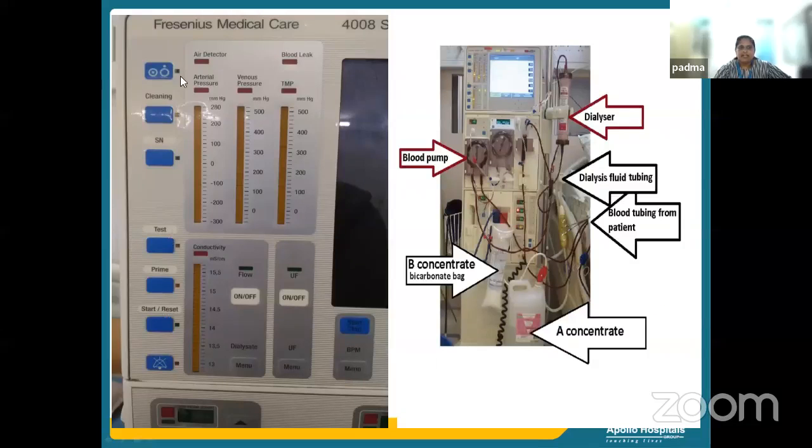These are some of the dialysis machine panels. So this is the air detector. Whenever there is air in the system, it will give an alarm, and blood leak. Whenever there is a blood leak, it will give an alarm, and arterial pressure, venous pressure, and temperature pressure. Also, the already connected tubes are like this. This is the blood pump, and bicarbonate concentrate and acid concentrate, blood tubings from the patient, and dialysis fluid tubing. And this is the dialyzer.